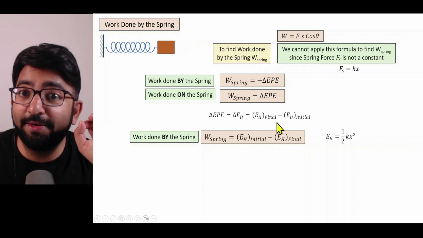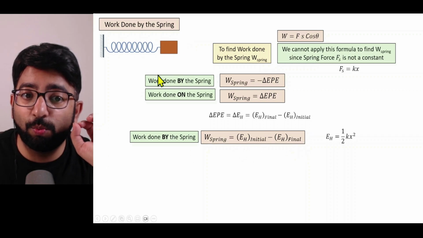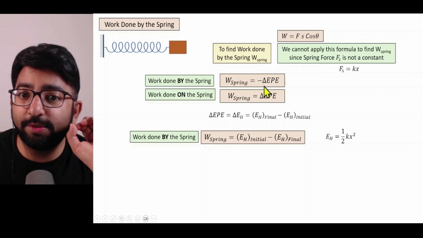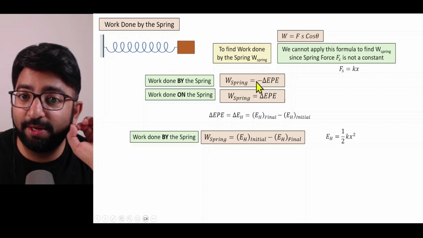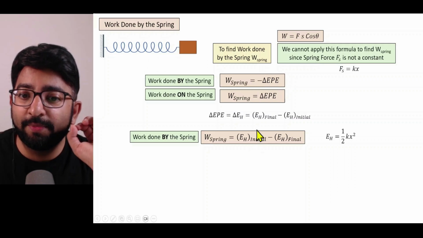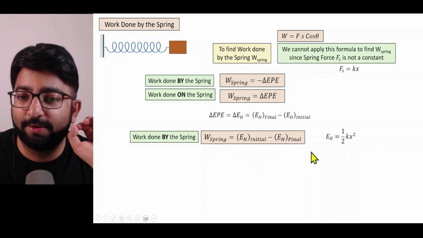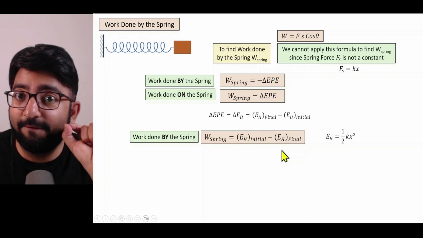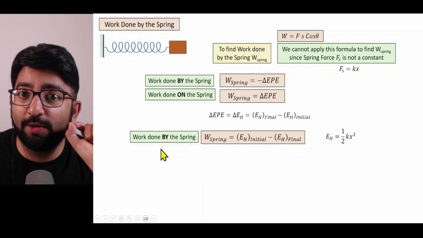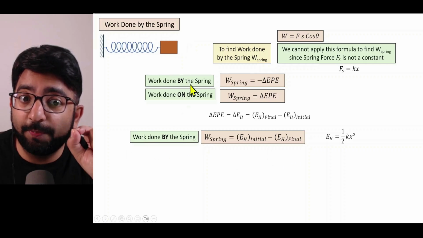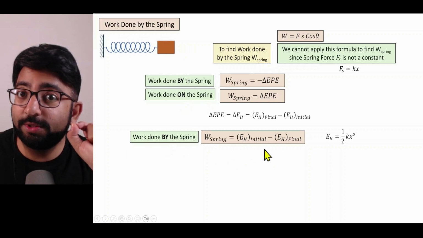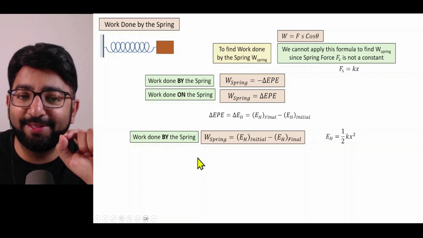So why have we done initial minus final in this case? Because work done by the spring was equal to the negative of the change in elastic potential energy. And because of the minus sign, we have written initial in the first place and final in the last. So while solving questions, be very careful. Is the question asking you to find work done by the spring or on the spring? So this was the formula for work done by the spring.